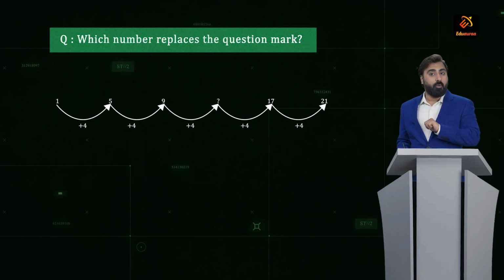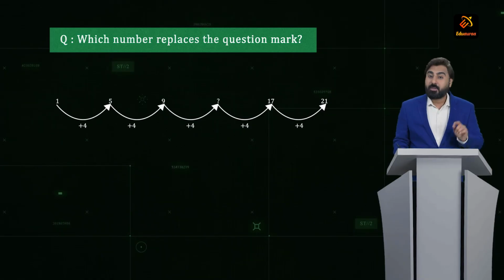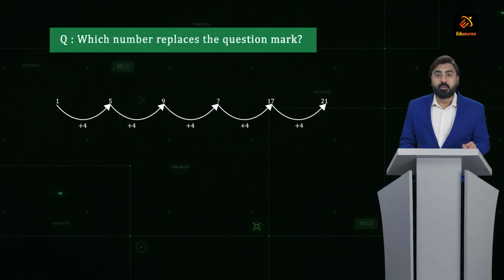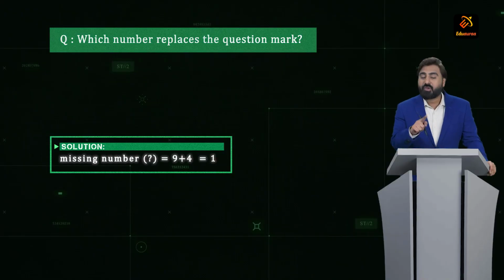So, in the last one where the number is missing, 1 plus how much gives you 5? 4. 5 plus how much gives you 9? 4. Similarly, 9 plus 4 gives us 13, and 13 plus 4, 17, and 17 plus 4, 21. So that means the missing number here is nothing but 13. And this is how we solve our sum.